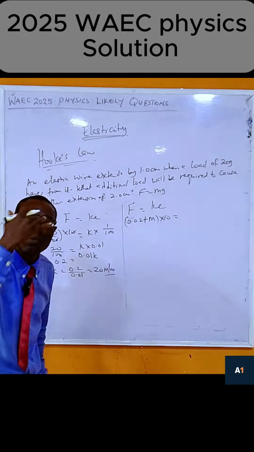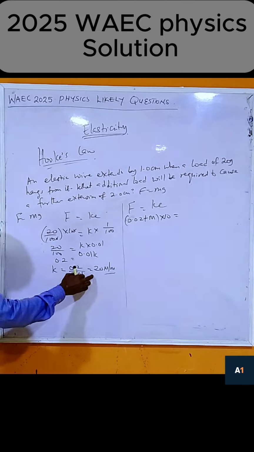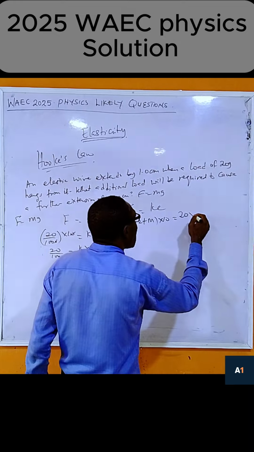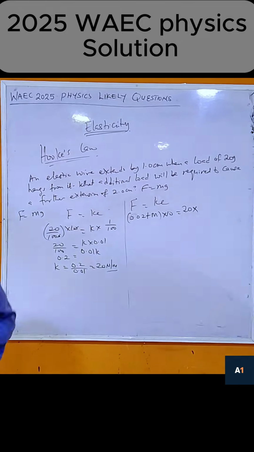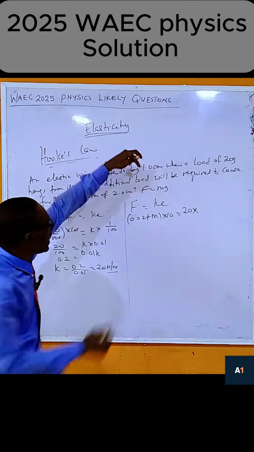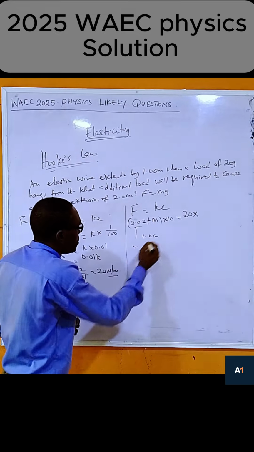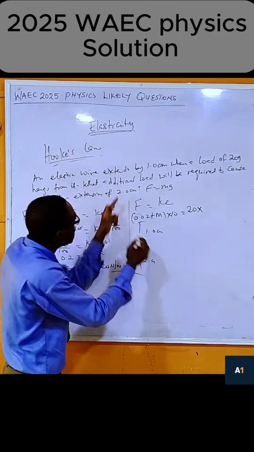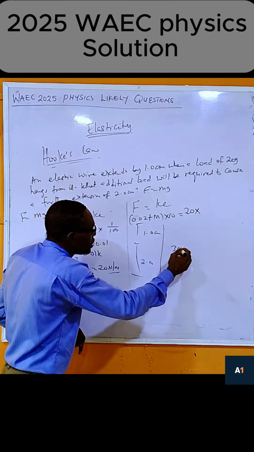What is the stiffness or force constant? The force constant is this. So, K is equal to 20 times the additional load. This has extended from here to here, 1 centimeter. So they want another additional extension to 2 centimeter from here. Meaning that the total extension is equal to 3 centimeter.